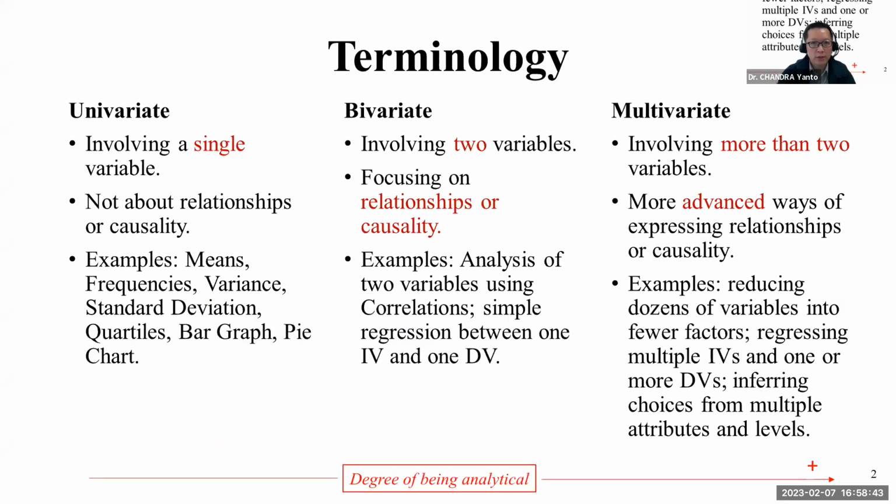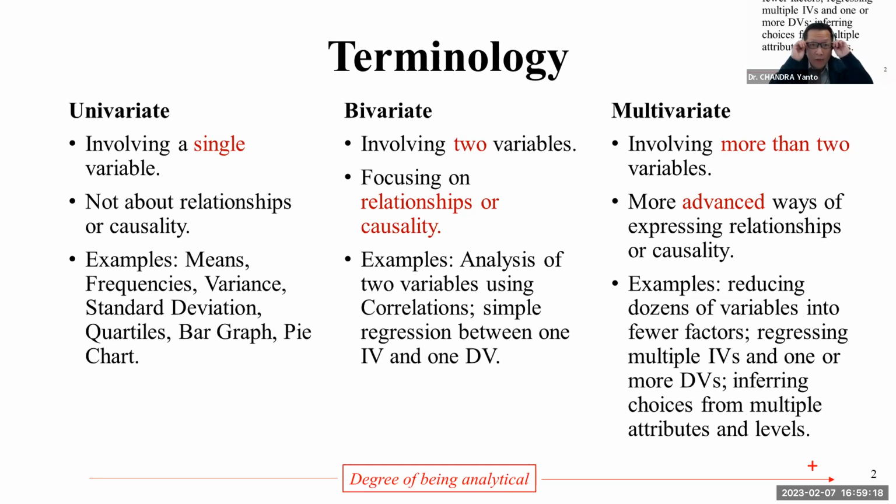Just to go through some basic terminology. In the previous week, you heard about different types of descriptive statistics. What we did last week was very much what we call univariate statistics, in which we were only interested in a single variable. We were not quite interested in relationships or causality. We looked at the means of a particular variable, the frequency of another variable, the variance, standard deviation. We plotted some graphs, some quartiles. Those are what we mean by univariate statistics.